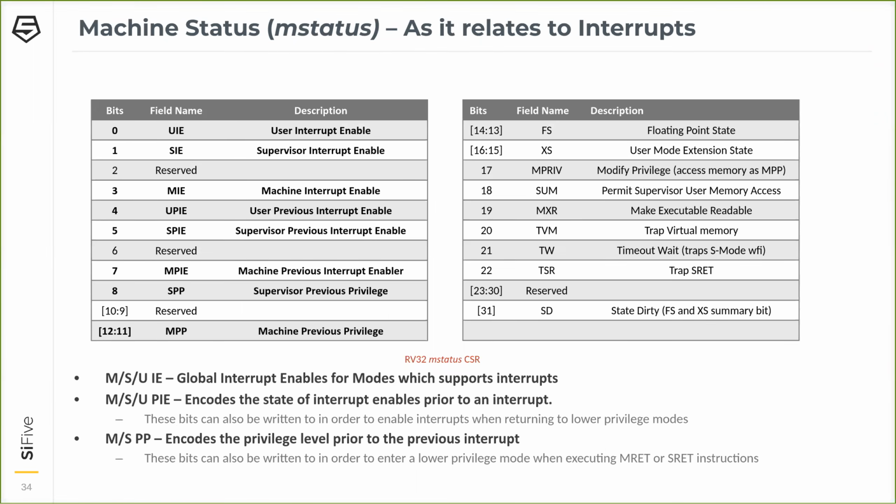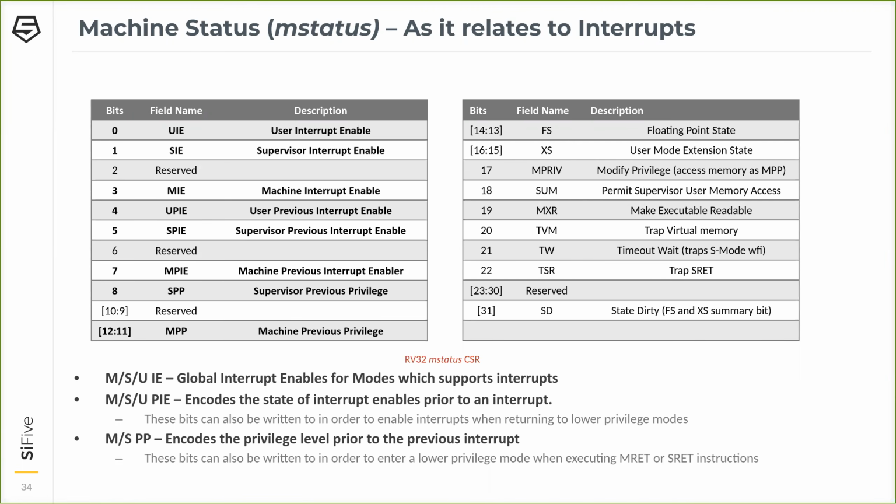So if I go and take a look back at the machine status register, bits 0 through 7 deal with interrupts. And these are your global interrupt enables per privilege mode. So user mode interrupt enable, machine mode interrupt enable, and so on. The previous interrupt enable fields encode the state of the interrupt prior to taking the state change. And these bits are interesting because they can also be written to as well.